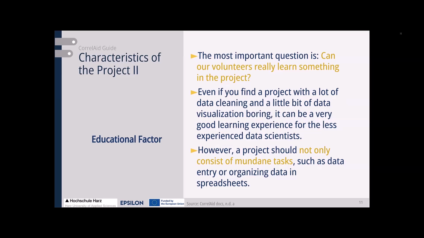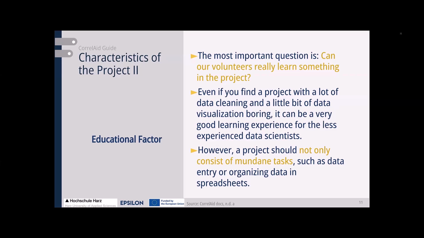And if you find a project with a lot of data cleaning and a little bit of data visualization boring, it can be a very good learning experience for the less experienced data scientists. This means if the project seems to be a non-advanced project where you have to collect data, where you have to do the data cleansing, there can be a learning factor for volunteers that do not have the scientific background of computer science, for instance.